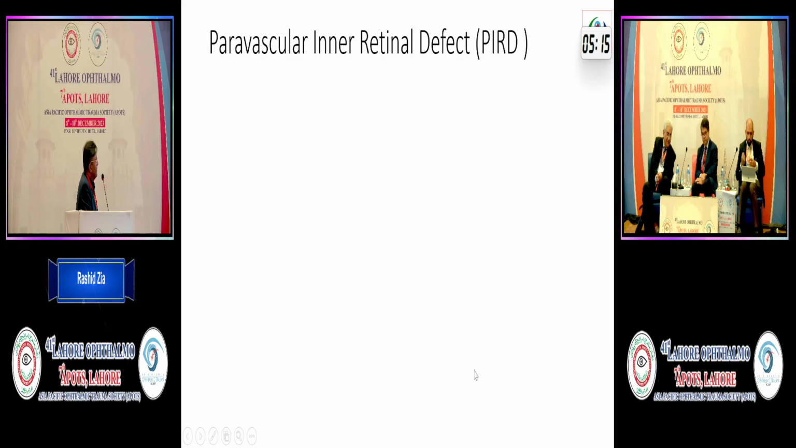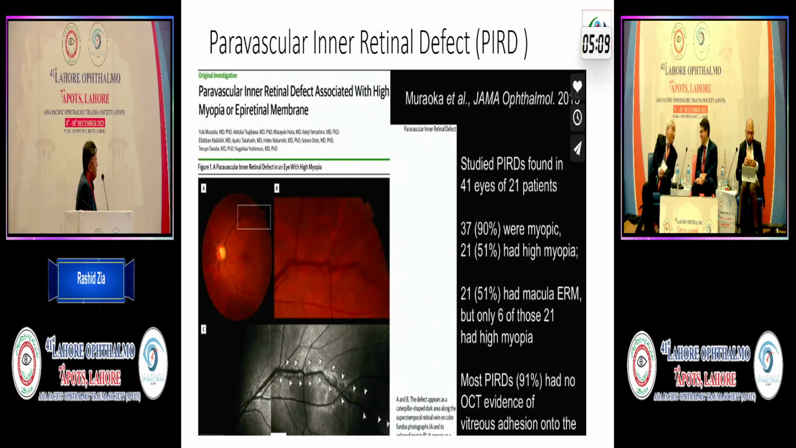And then we come to the next one, which is called paravascular inner retinal defect, or PIRD. This paper was not about glaucoma. It all started from this. This was about the epiretinal membrane and high myopia patients, where the researchers found paravascular defects along the blood vessels. And now we know that glaucoma is more common in patients with epiretinal membrane, and we all know it's fairly common in high myopia anyway.